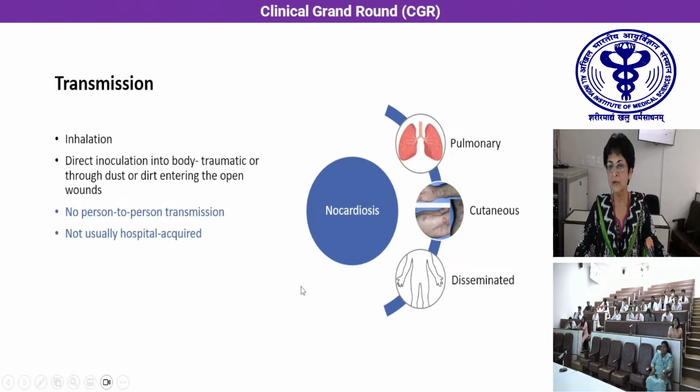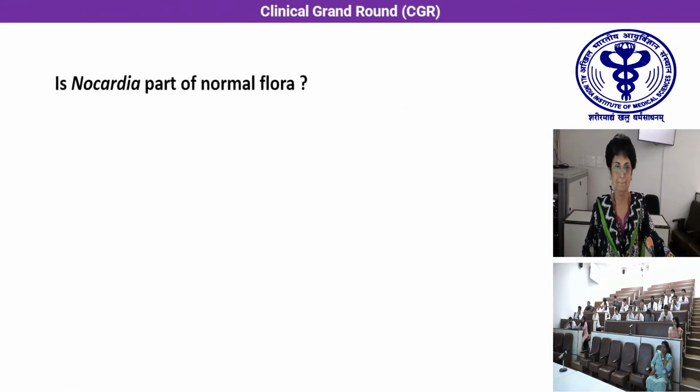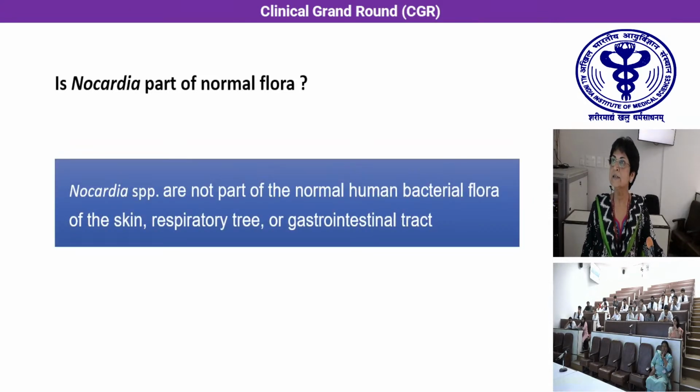So if we look at nocardiosis, it can either manifest as pulmonary infection or as cutaneous infection or disseminated disease. And when it is disseminated, the brain is the commonest site of infection. I should have included the head here. So the next question is, is Nocardia a part of normal flora? Nocardia is not a part of the normal flora of the skin, respiratory tree, or the gastrointestinal tract.